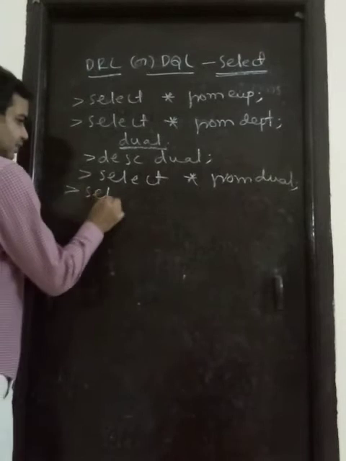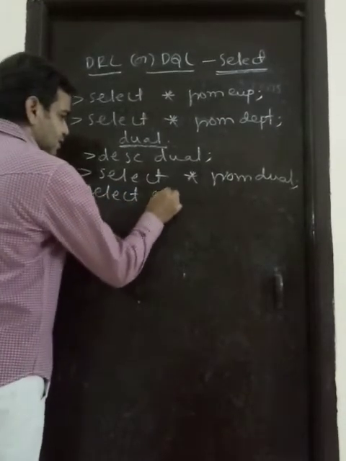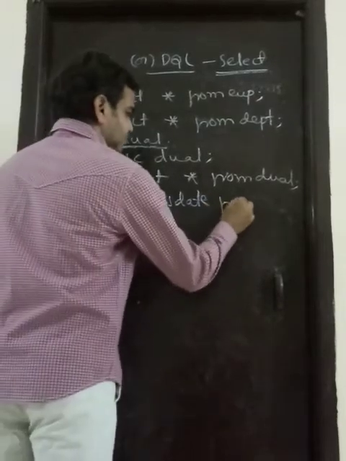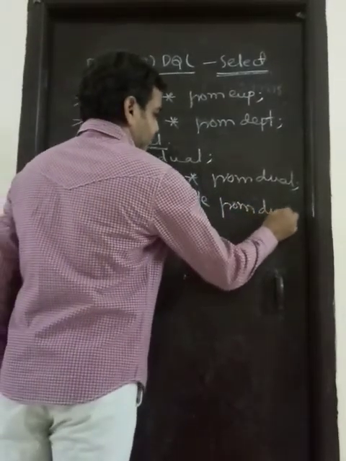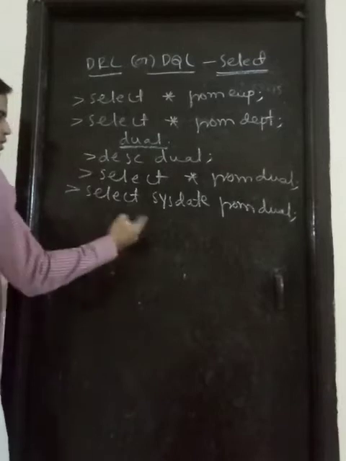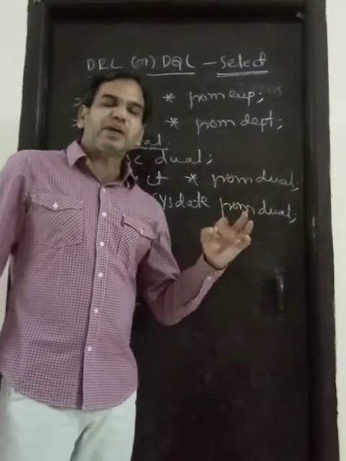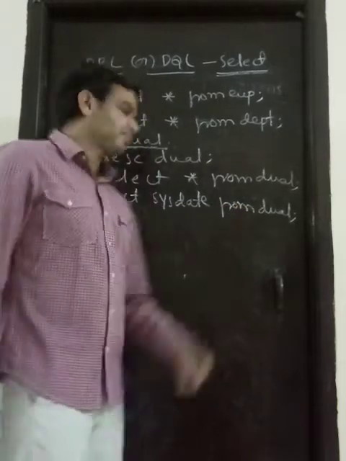So from the dual table we can access the date. How? Select sysdate from dual. Okay, system date. It is one of the single row date functions. It will display the current date of the system.